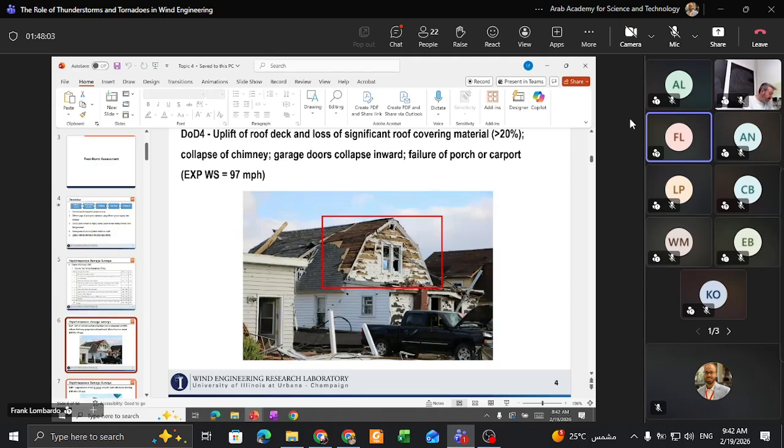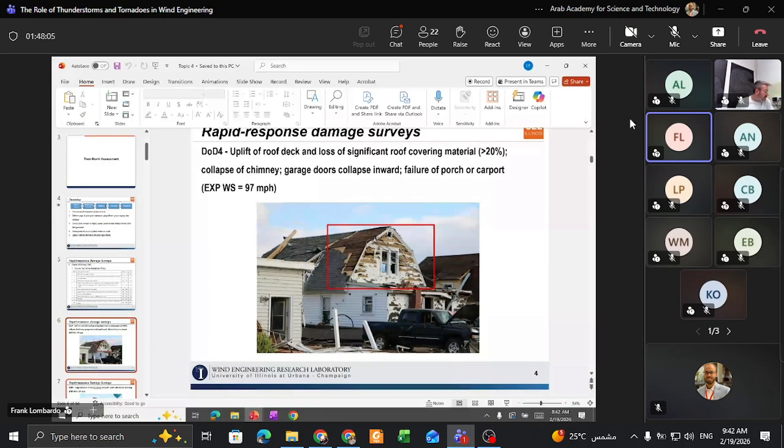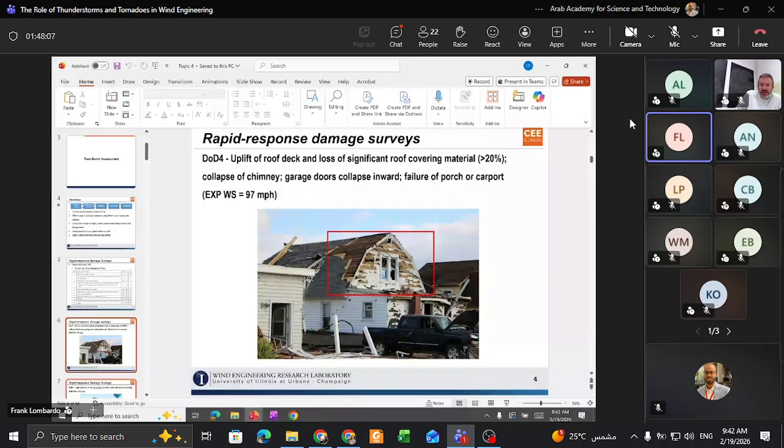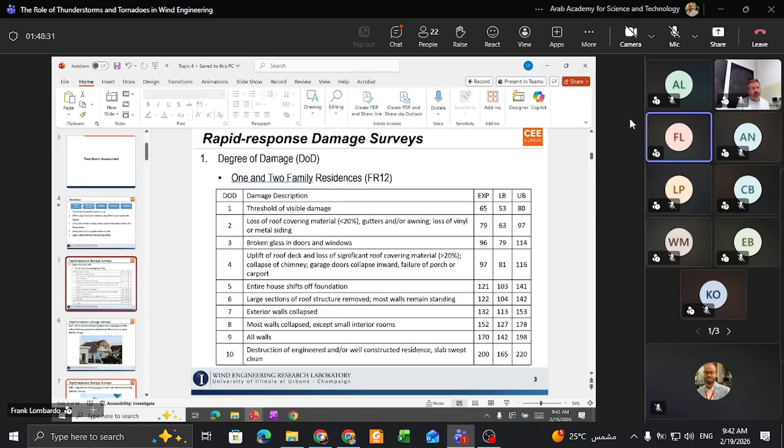So here's an example from a tornado. You go out and do the survey, you look at the damage to the structure, and you say, okay, it's DOD 4, uplift of roof deck and loss of significant roof covering material, collapse of chimney. I think this is what's left of the chimney there. So you would go through this list of DODs and say, it's DOD 4, for example, and you would assign a wind speed to that.